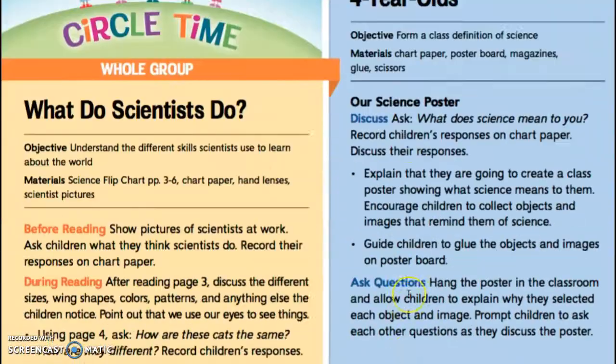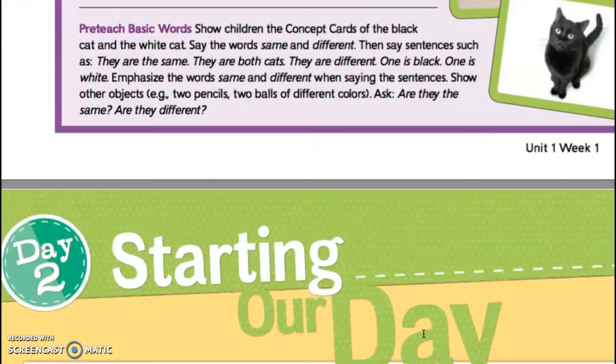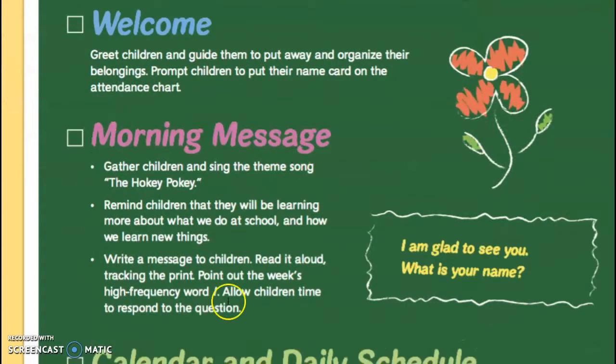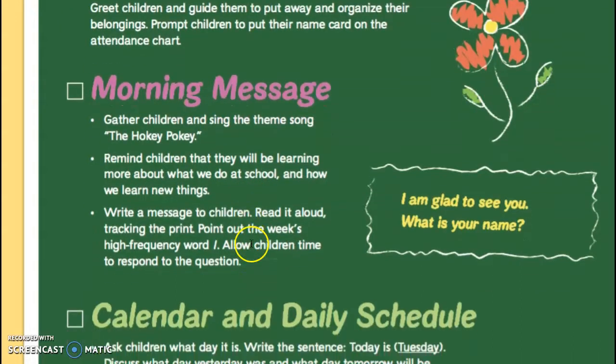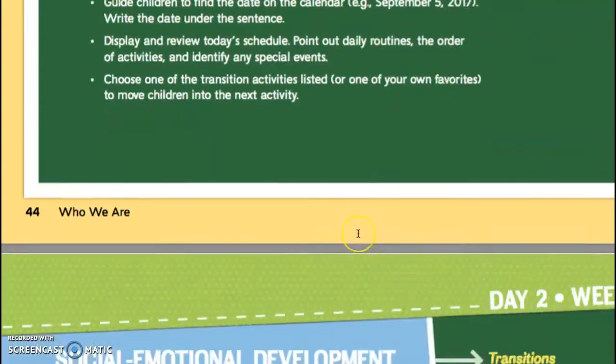Okay, so here we're going to come up on day 2. All right, here's day 2. Again, day 2, morning message, here it is. It describes what you're going to do, has a question. You do not have to do, it says gather children and sing the theme song, the Hokey Pokey. You can do it, most kids know that song, but if you don't want to, you can just do a graduation song that we're learning, preparing the kids to sing at our graduation at the end of the year. So you literally write this down right here on your lesson plan.